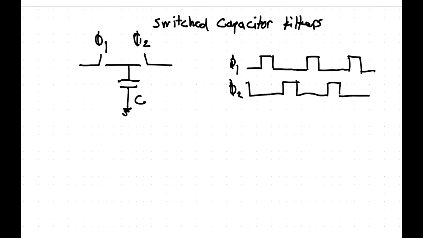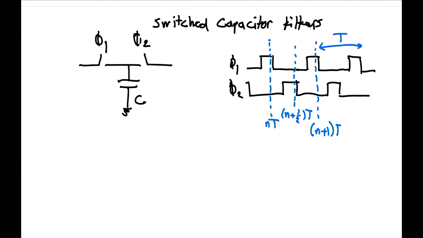And then we look at what happens at the end of phi 1. Let's call that time nT. And this would be (n+1)T, where T is the clock period. This one here, at the end of clock phase 2, would be (n+1/2)T. Yeah? That's what we kind of always do in these sort of switched circuits.